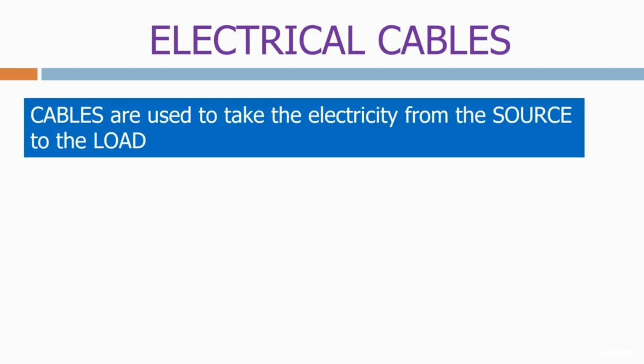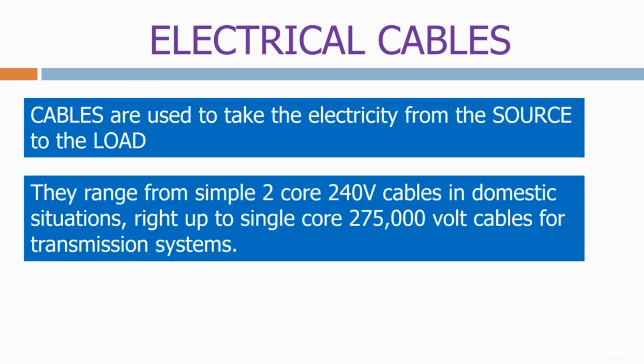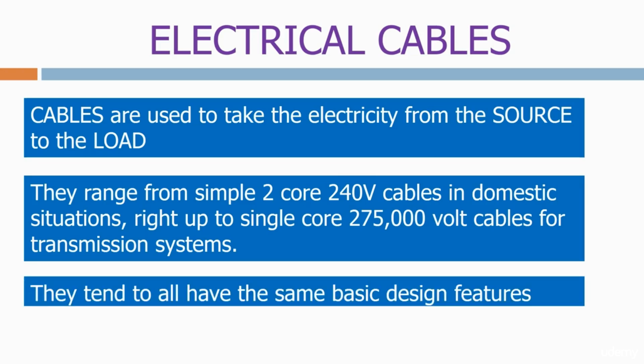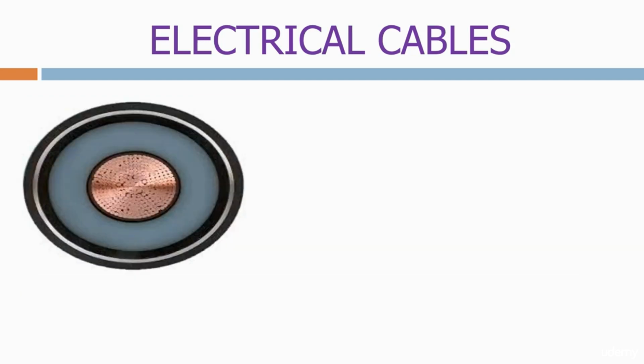Cables are used to take the electricity from the source to the load. They range from simple 2-core 240-volt cables in domestic situations, right up to single-core 275,000-volt cables for transmission systems. They tend to all have the same basic design features. Here we have a typical single-phase distribution power cable. Let's look at the different layers.